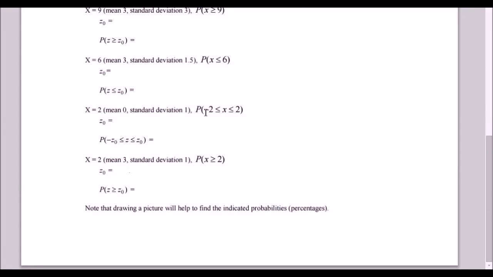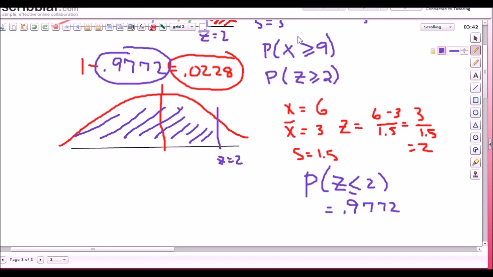And then we'll do one more where we're looking at in between. Oh, actually looking at this one, it's pretty simple. Mean of 0, standard deviation of 1. You see something like that, this is already in standardized form for us.